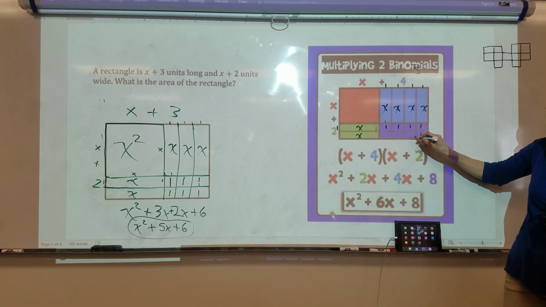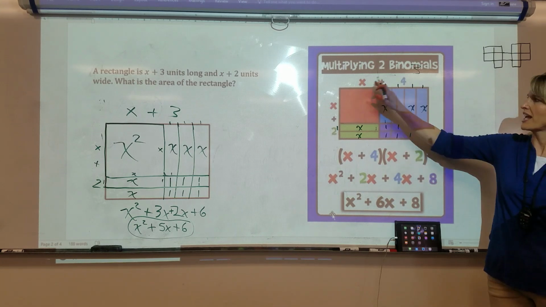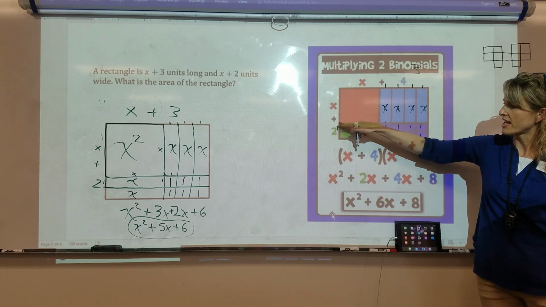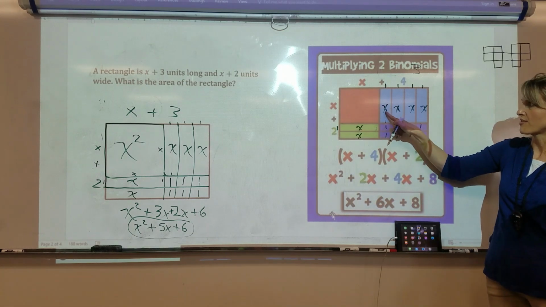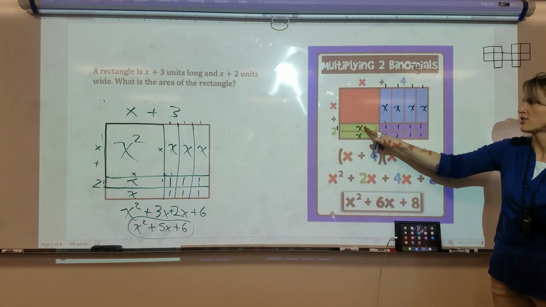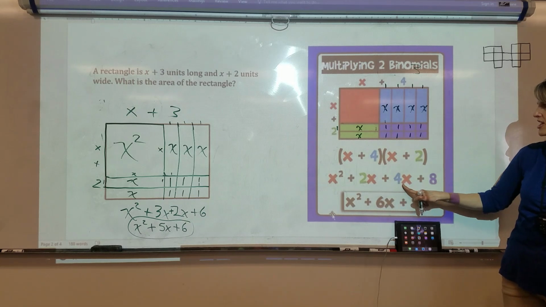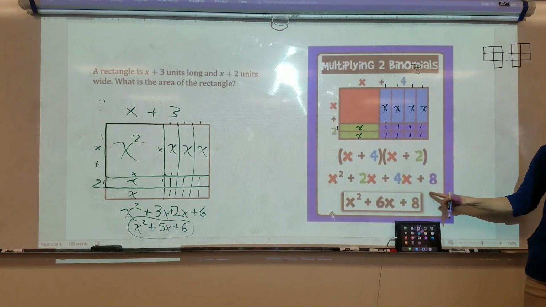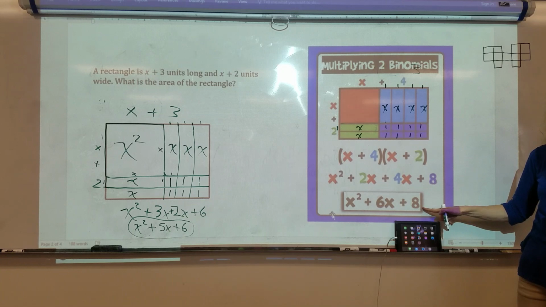It's the same problem almost. So if I were to add all this up, I'd have x times x, or x squared, plus I have 4 x's here and 2 x's here. See how they're color-coded? And then 8 wholes. And then, again, it's combined like this.